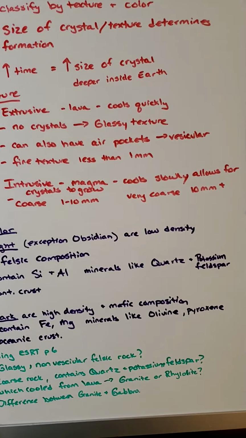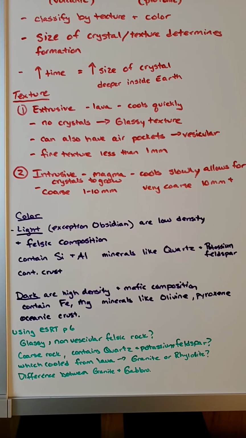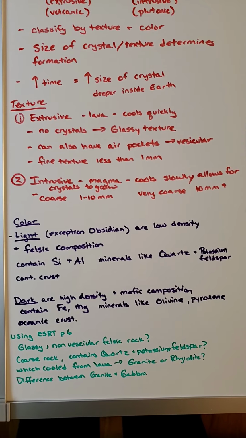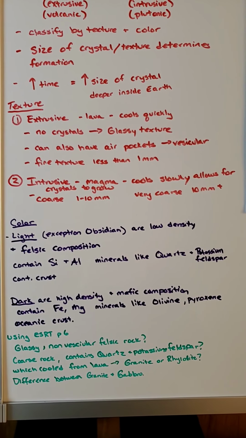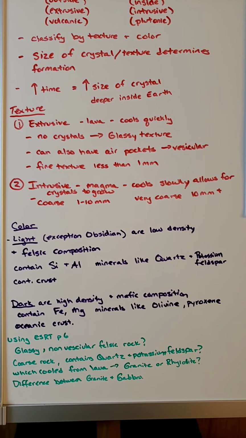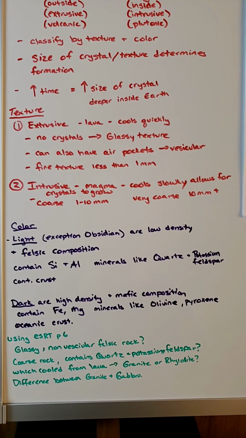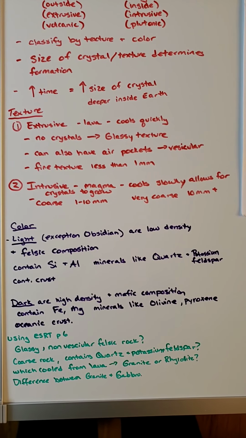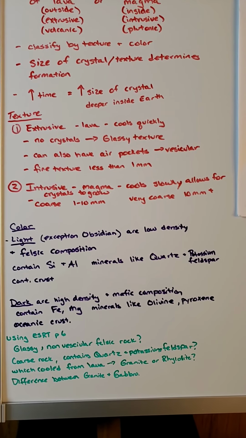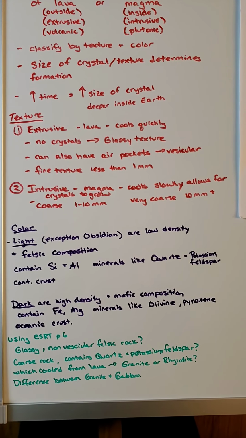Next, we classify by color. If it's light colored, it's low density and felsic in composition, which means it's high in silicon and aluminum, and can contain quartz and potassium feldspar. The exception, of course, is obsidian, which appears black in color but is still felsic in composition. The dark color is high in density, and it is mafic composition.